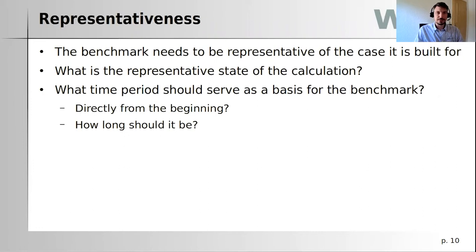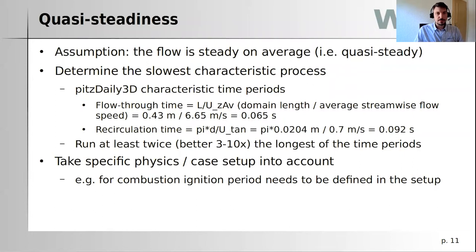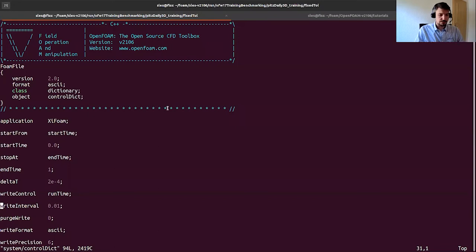It depends. Right, if we start from zero velocity, maybe it's not a good start. And how long should it be? Here we can assume that the flow is steady on average, right? And I just want to demonstrate it by running the case.